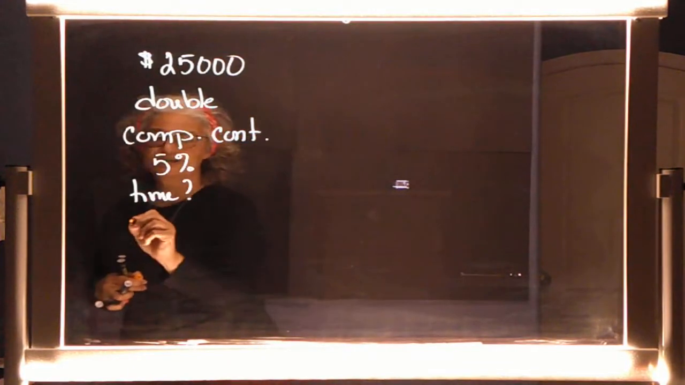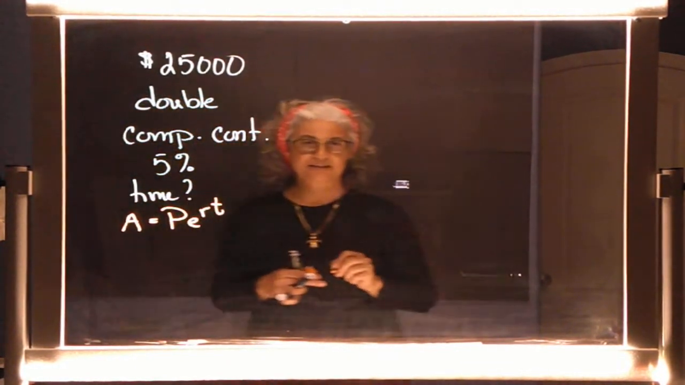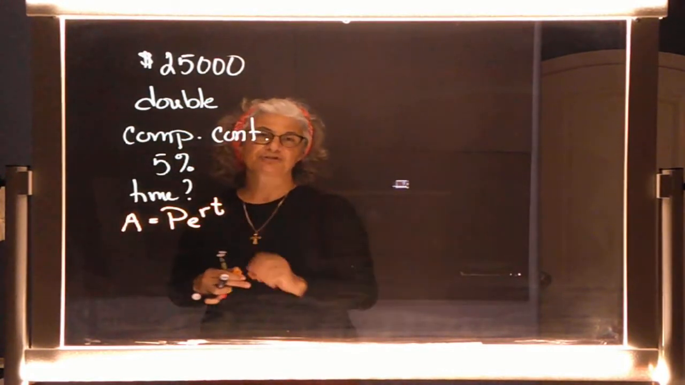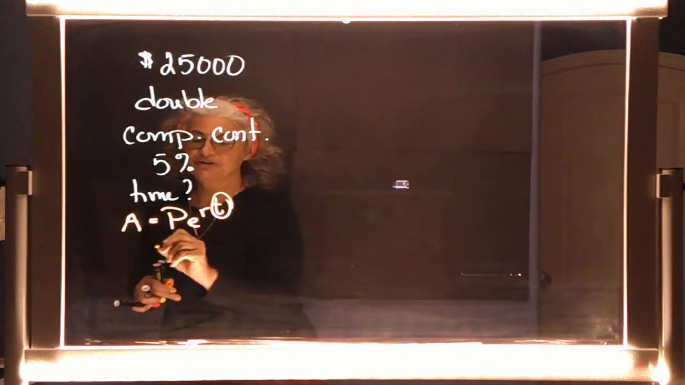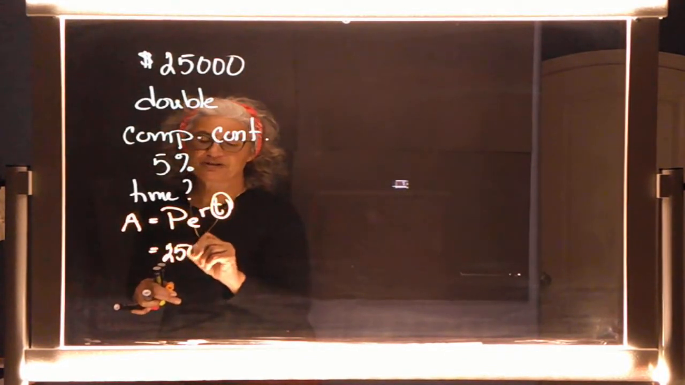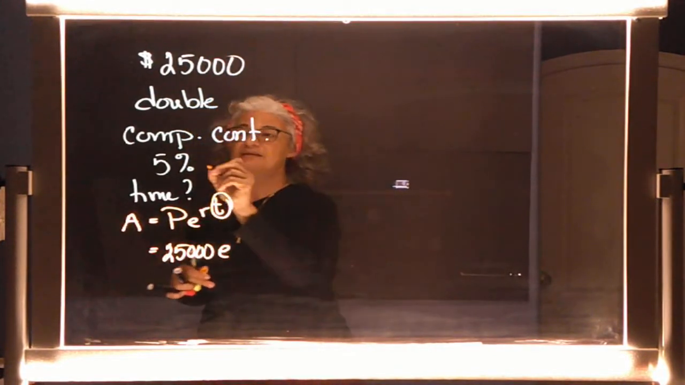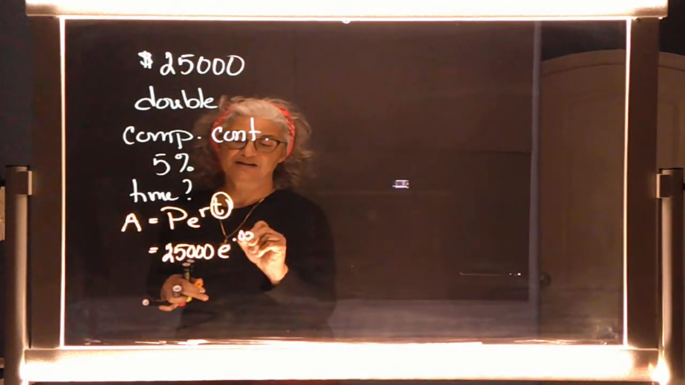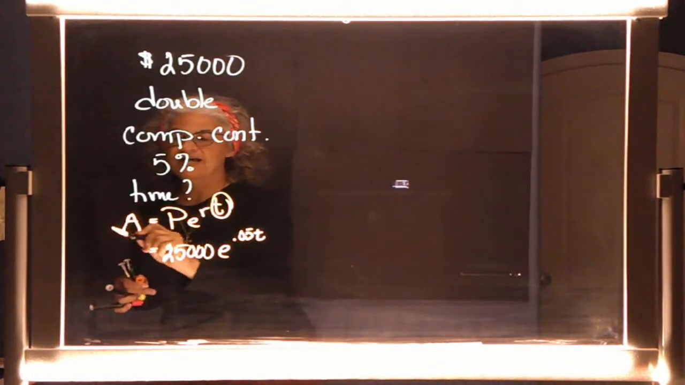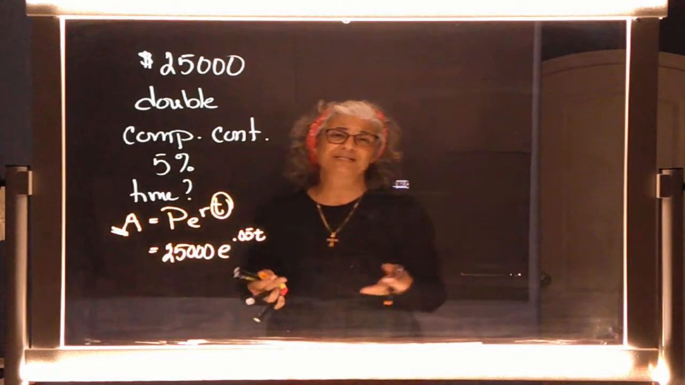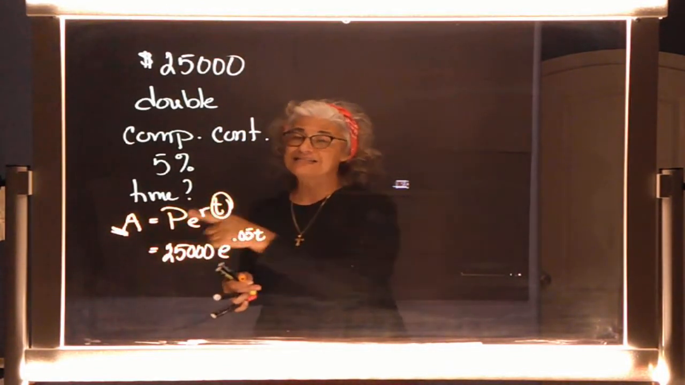And so your formula is, right? And you're looking for time, aren't you? Okay, so T has to be my only variable here. Well, I know the principal is $25,000, don't I? I know the rate is 5%. I'm looking for how long it's going to take. Well, that means I must know A. I must already know the ending balance, because the only variable that can be in this formula is T.